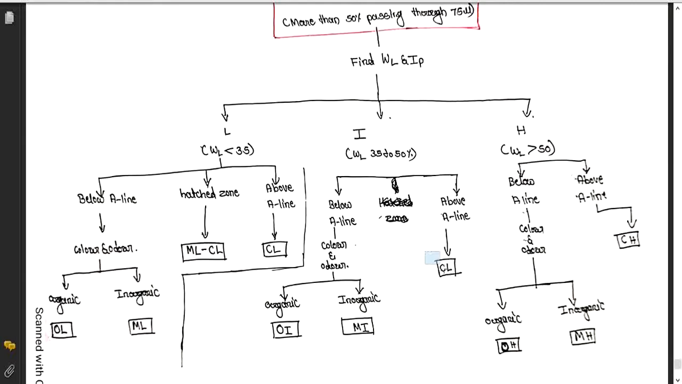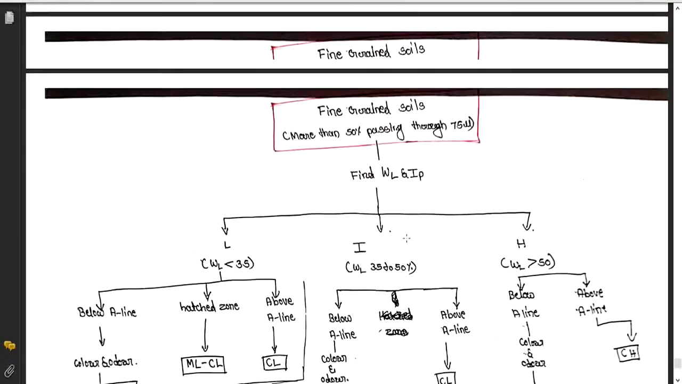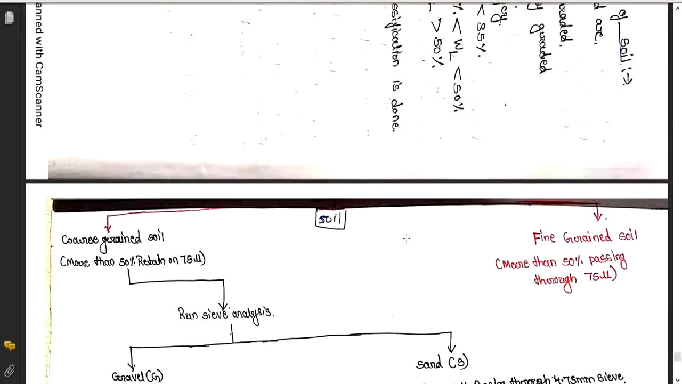Actually it should be CI. I have written it mistakenly, so it should be CI. Next, if the liquid limit is more than 50%, we again examine whether it is below the A line or above the A line. Below the A line, we observe the color and odor, so OH and MH we name based on the color and odor. If it is above the A line, we name it as CH. So this is the classification of soil.